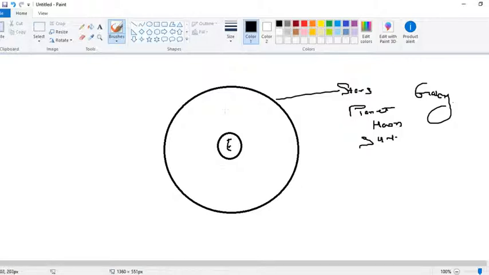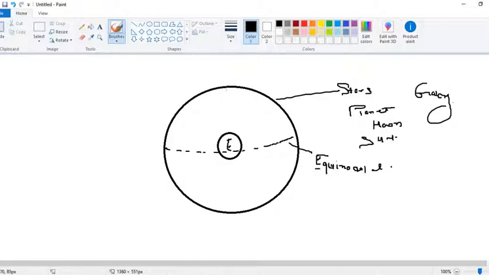So what then in the celestial sphere? The important thing is what is equinoctial? Equinoctial is a great circle in the same plane as the equator. So if this is your equator, then this is your equinoctial.